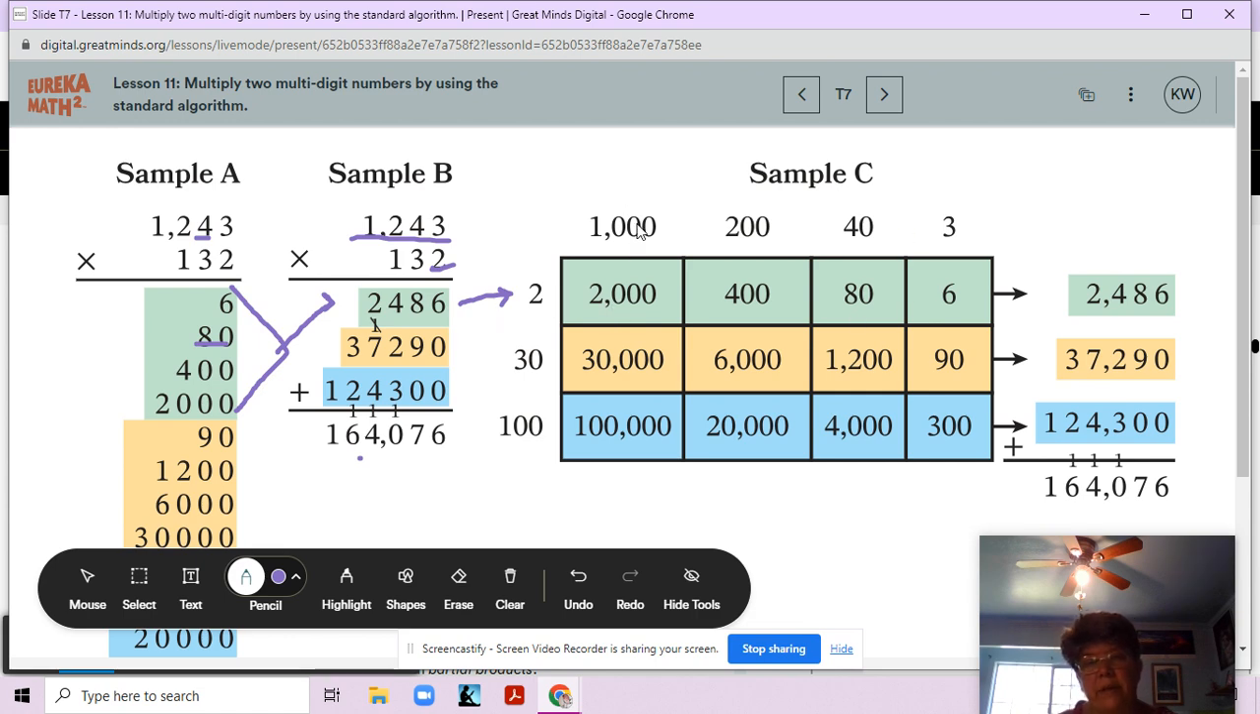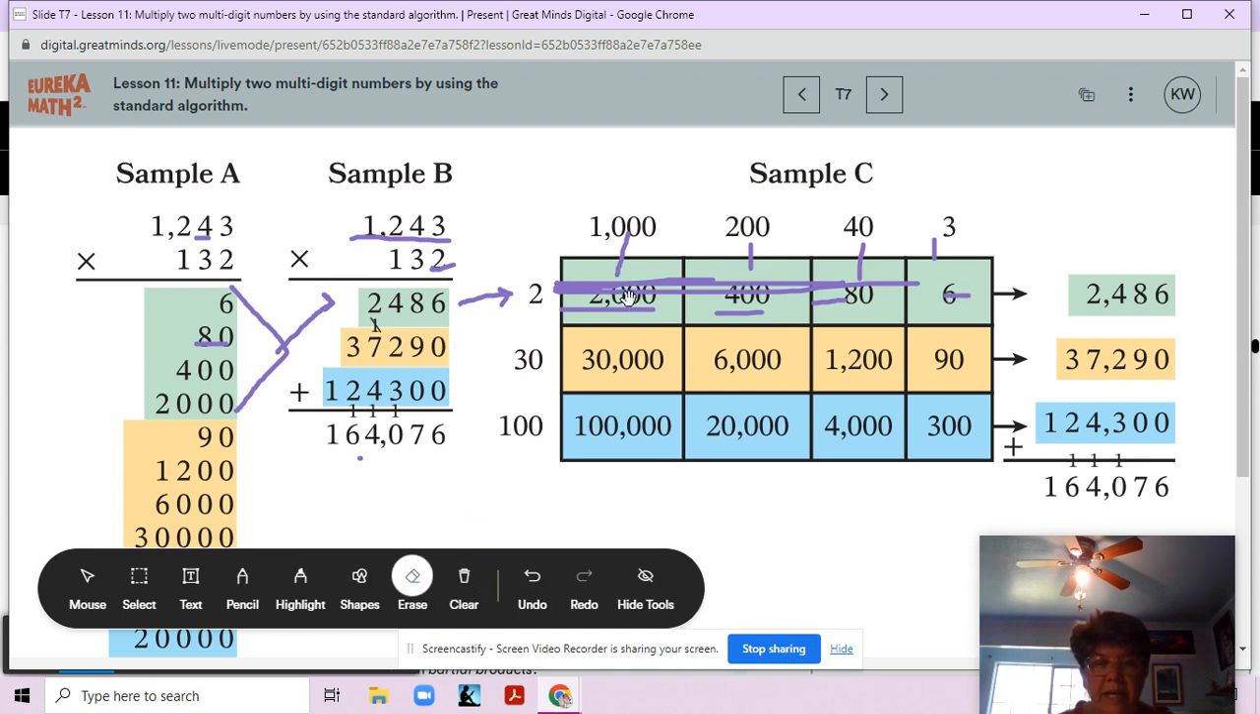And then, of course, area model, 1,000 times 2 is 2,000, 200 times 2 is 400, 40 times 2 is 80, and 3 times 2 is 6. And we've talked a lot about how you can draw lines with your fingers or lines with a pencil to show where these two are multiplying together, right? You want to make sure that you're multiplying the right numbers and then writing the answers inside the box. Some of you have learned to do it in a different way. That's okay, but for this class, we're going to be writing the answers inside the box.